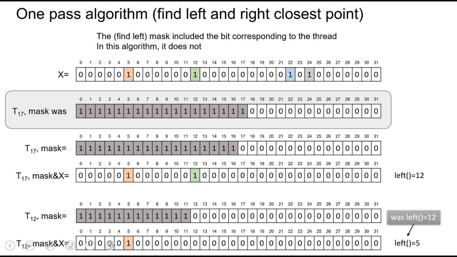The previous approach requires 2 passes through the warp. We can improve on this with a 1-pass algorithm. We modify the mask so that the left function returns strictly the closest left neighbour, not including the current pixel. The previous mask for thread 17 is shown with the mask in this approach underneath. The left function returns 12. Thread 12 previously returned 12 itself, but with this mask it returns 5.